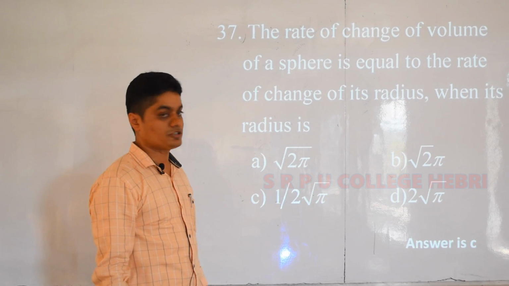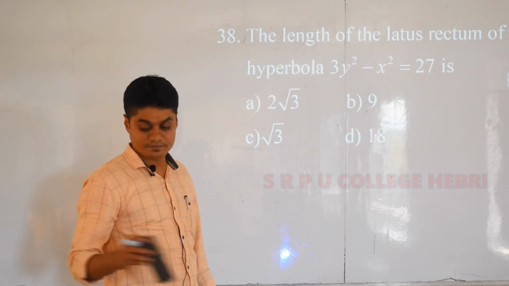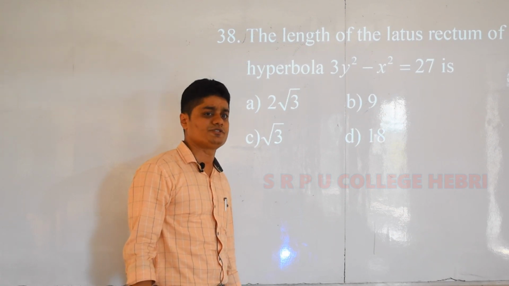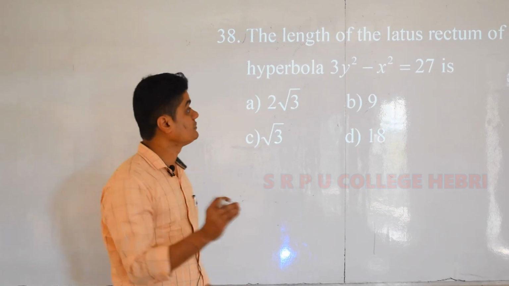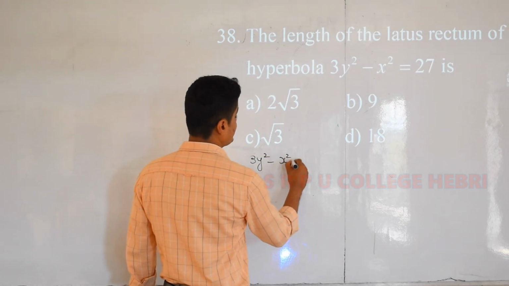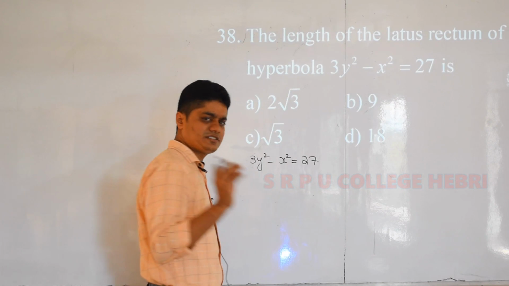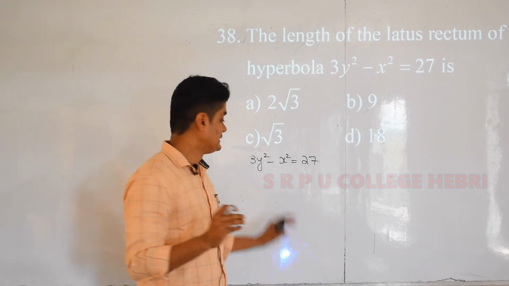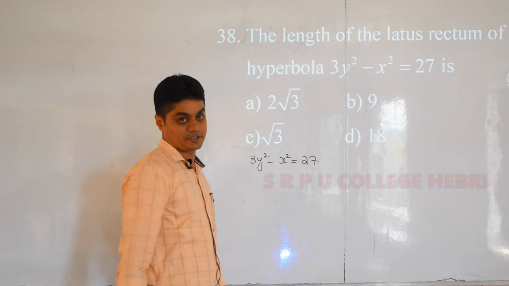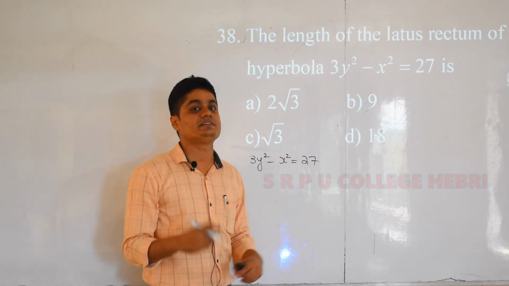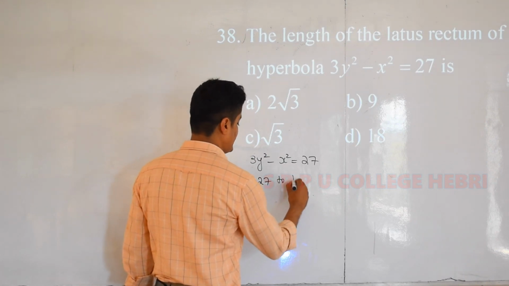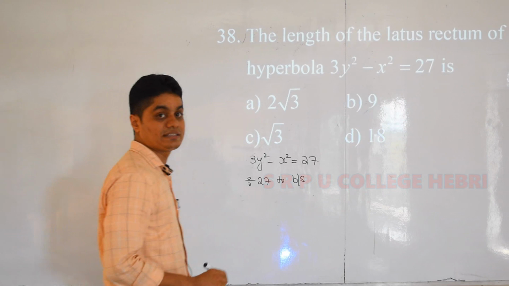Did you understand? The next question, number 38. The length of the latus rectum of the hyperbola. Remember, this is the first PUC conic section concept. Length of the latus rectum of the hyperbola 3y square minus x square is equal to 27. First of all, you have to identify the type of the hyperbola. How to identify the type of the hyperbola? Rearrange this expression. How to rearrange? Right hand side should be equal to 1. So first, what should we do? Divide by 27 on both sides.